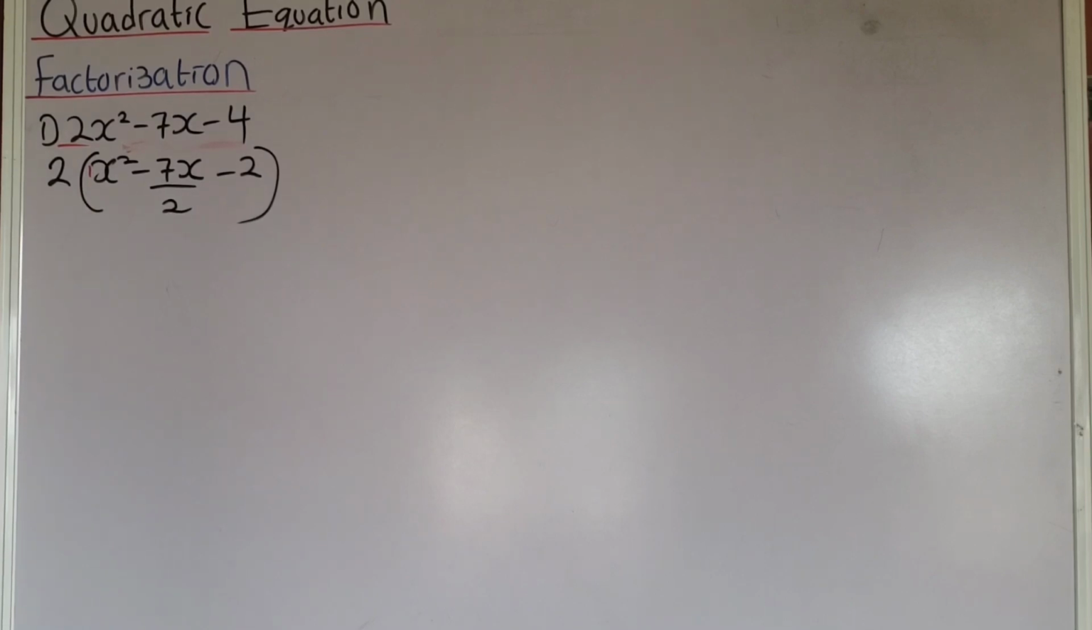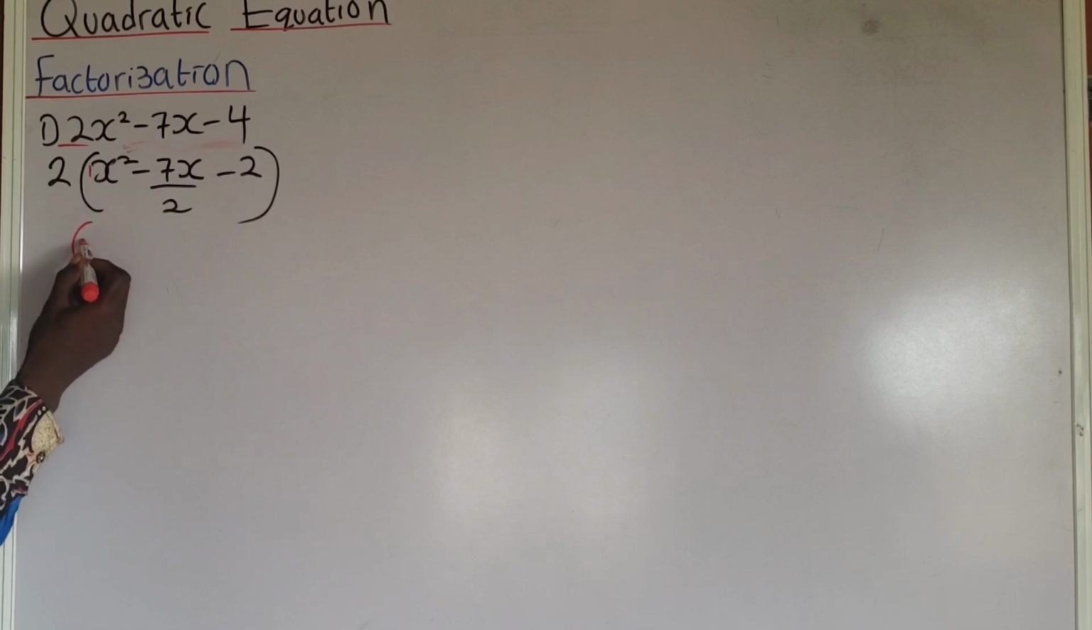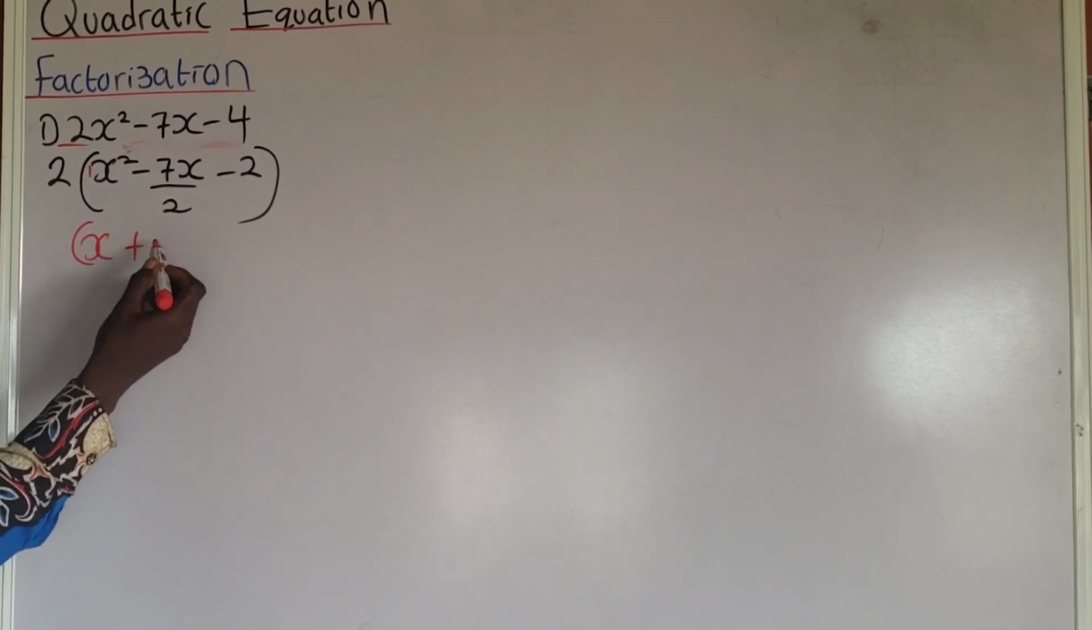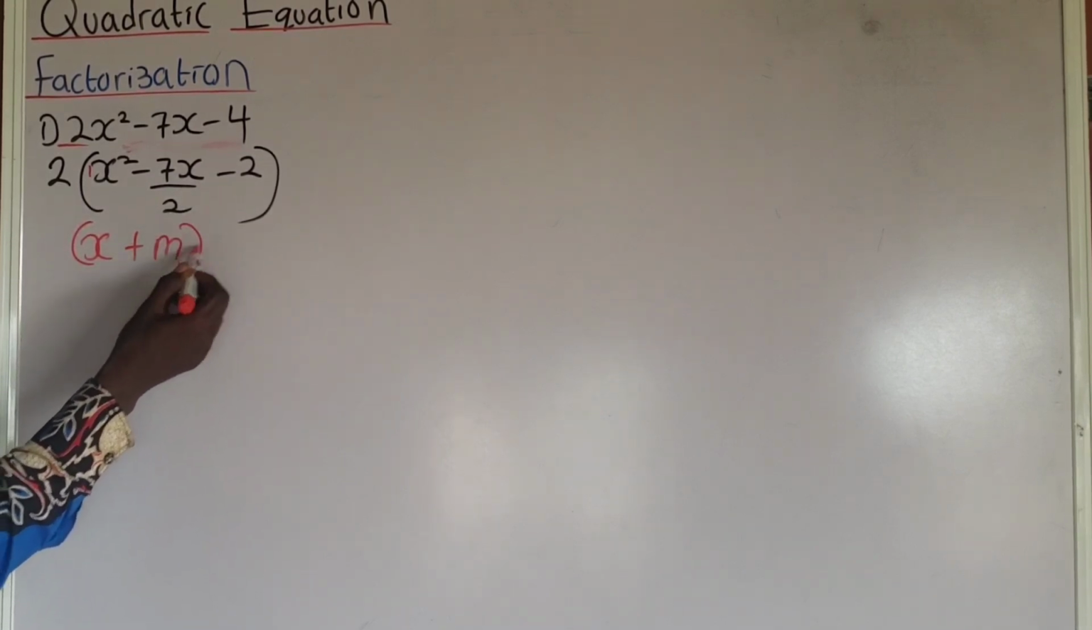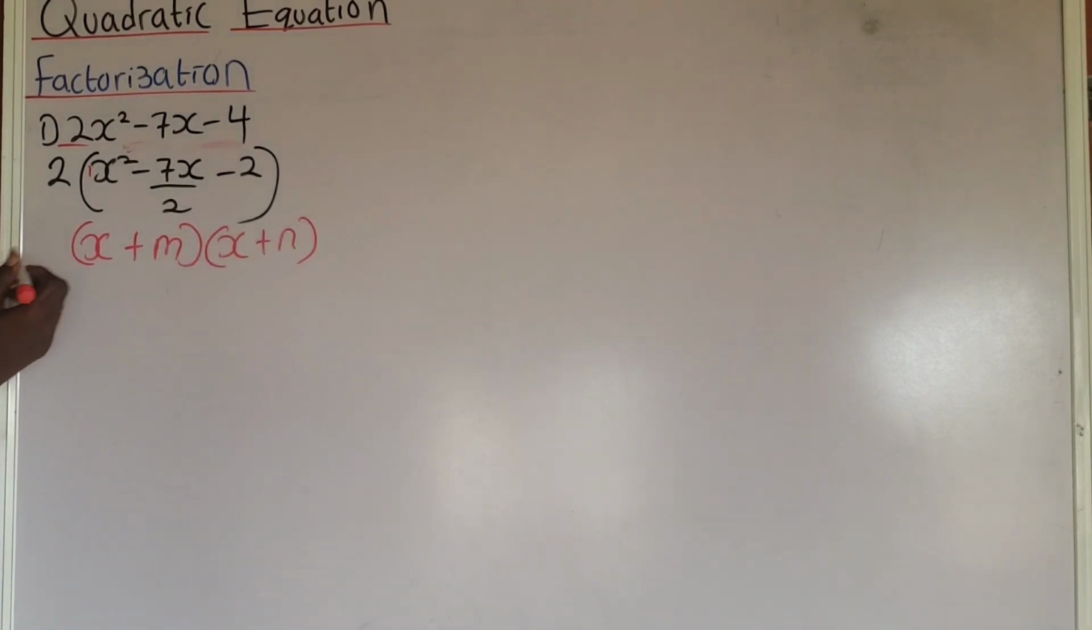Because this quadratic equation is a trinomial, it's going to be factored into 2 factors, and each factor starts with x. So x plus m, we don't know the value of m, and x plus n, we don't know the value of n as well. You just have to put the 2 that you factored out at the front of these factors. Please kindly pay attention.